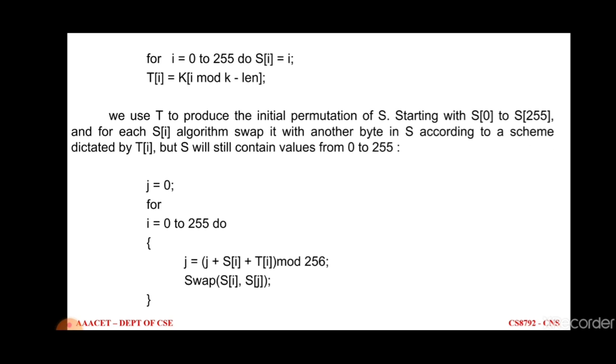Again we use the temporary vector T to produce the initial permutation of S. We rearrange with j equal to 0, and i varies from 0 to 255, and j is assigned j plus S[i] plus T[i]. T is the temporary vector, S is the state array, and j is another input value, performing addition with modular arithmetic 256, and finally we have to swap the values. The swap operation is used in the key scheduling algorithm because at each and every step the key value should be altered, so that an attack does not happen.